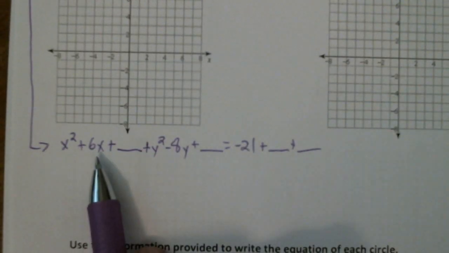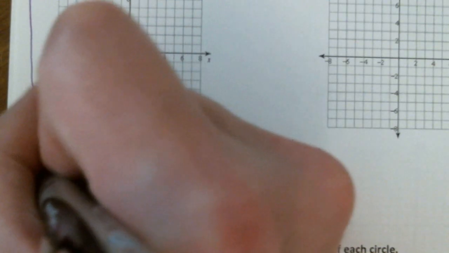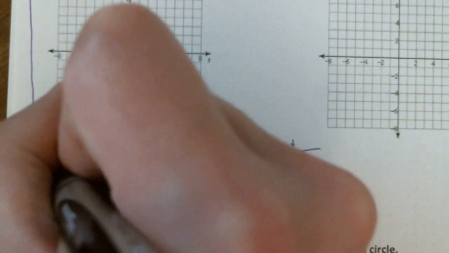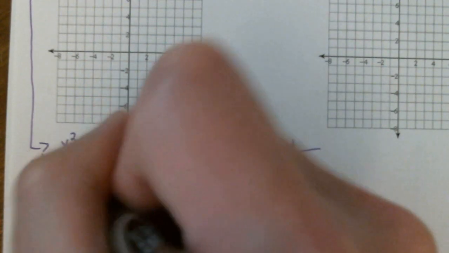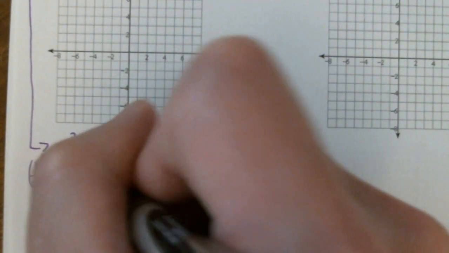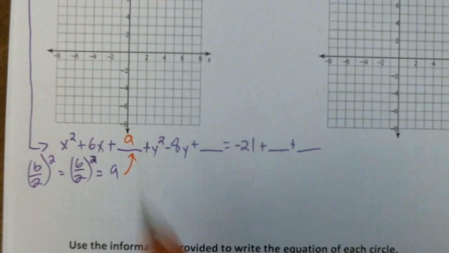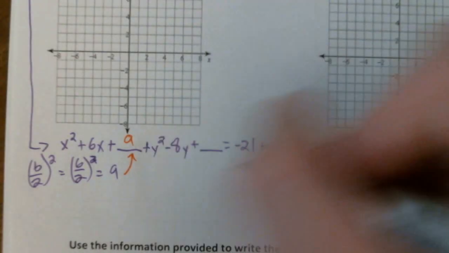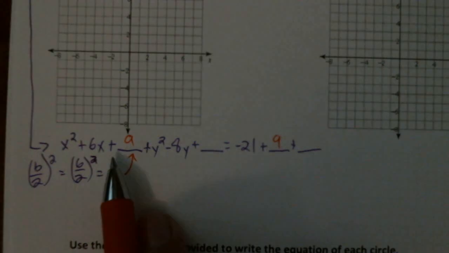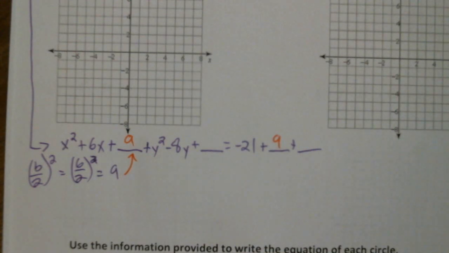How do I complete the square? Half of b squared, half of b squared. Hopefully you got that ingrained in your brain by now. Half of b squared, so half of 6 is 3. I'm going to square that. That equals 9. So I'll stick a 9 in that blank. Alright, if I stick a 9 in that blank, that means I have to stick a 9 in this blank. 9 bricks on the left, 9 bricks on the right.